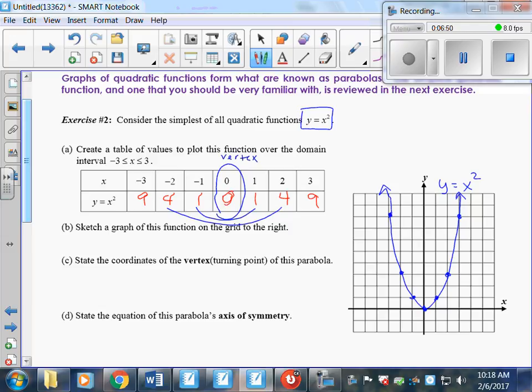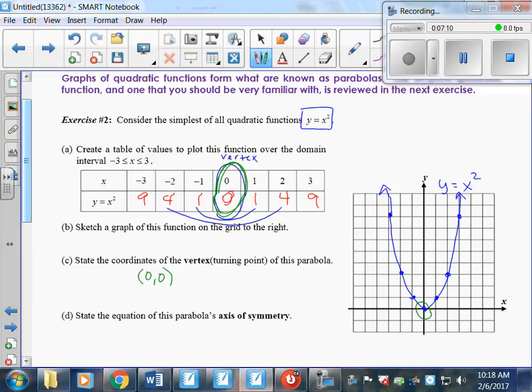C says state the coordinates of the vertex. Now we just looked at that. You can see it on the graph right here as the turning point. So I know that vertex is 0, 0. But like I said before, we can also see it on the table. And sometimes looking at the table, especially on our calculator, is really helpful.